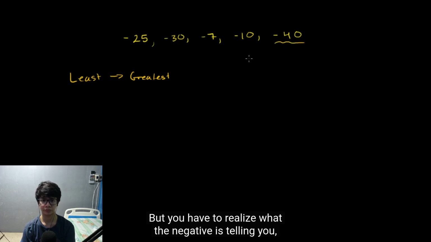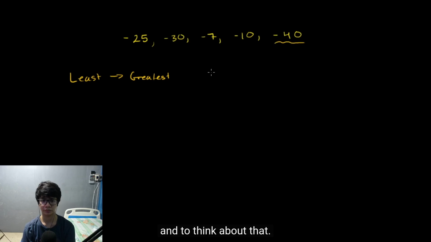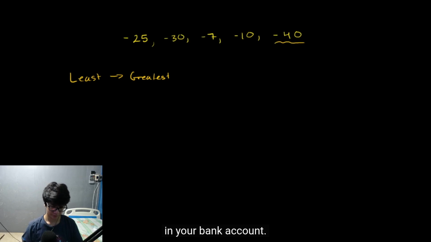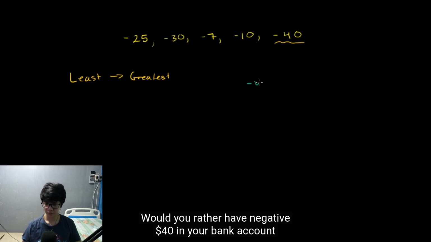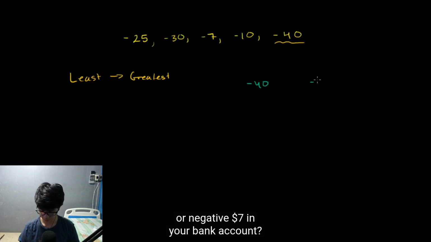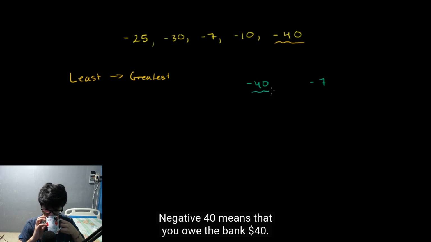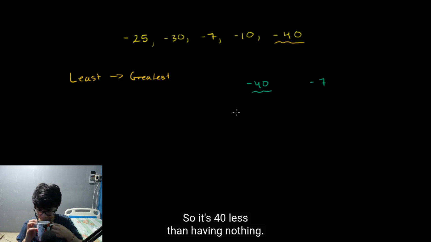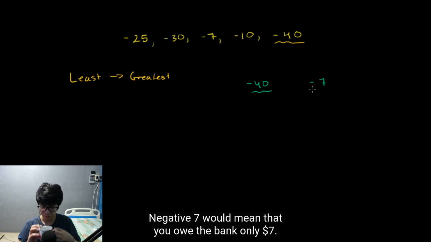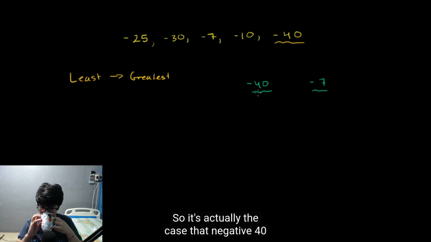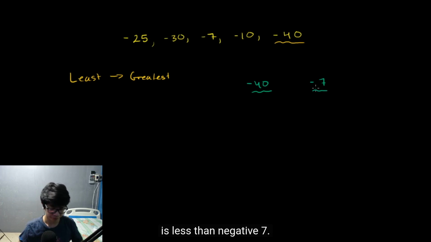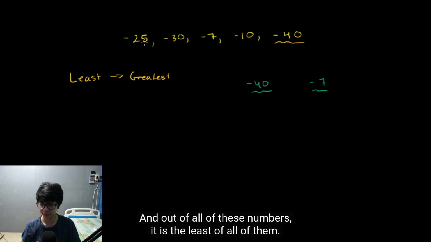But you have to realize what the negative is telling you. To think about that, think about if these were your dollar amounts in your bank account. Would you rather have negative $40 in your bank account or negative $7 in your bank account? Negative 40 means that you owe the bank $40, so it's 40 less than having nothing. Negative 7 would mean that you owe the bank only $7. So it's actually the case that negative 40 is less than negative 7. And out of all of these numbers, it is the least of all of them.